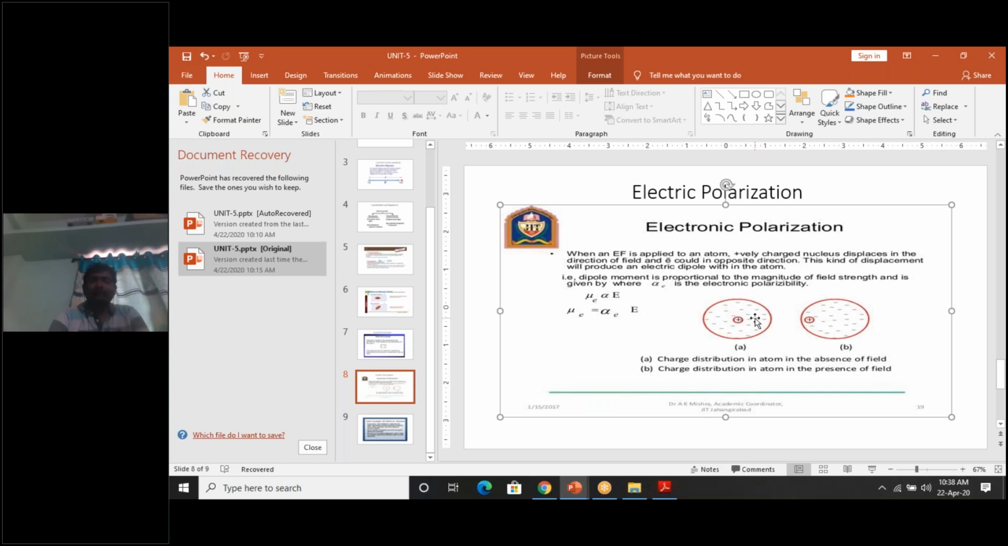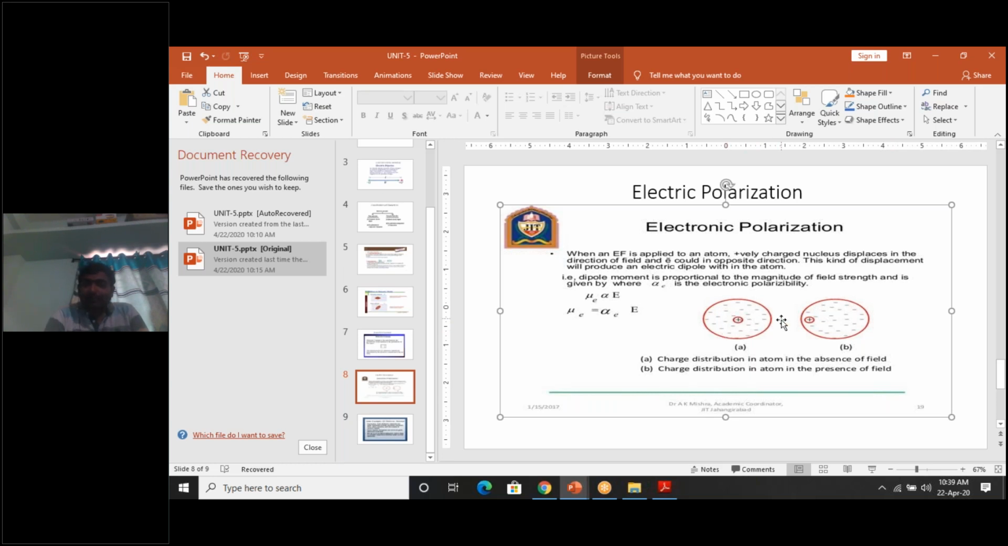Now what I am going to do is apply an electric field in the negative x-axis direction. Sorry, in the negative x-axis direction, from this side to this side. Once again, you see, in this direction, the minus x-axis direction, I am applying the electric field. Then how will this atom respond?